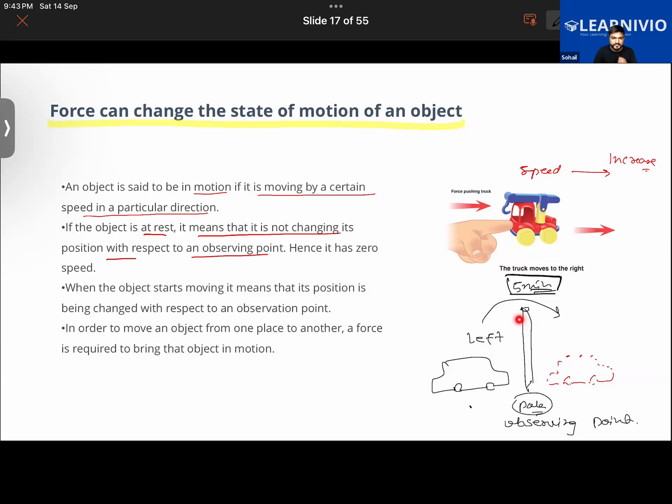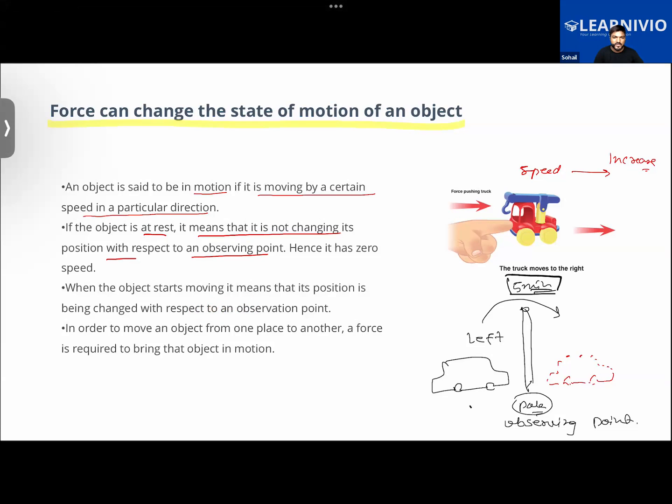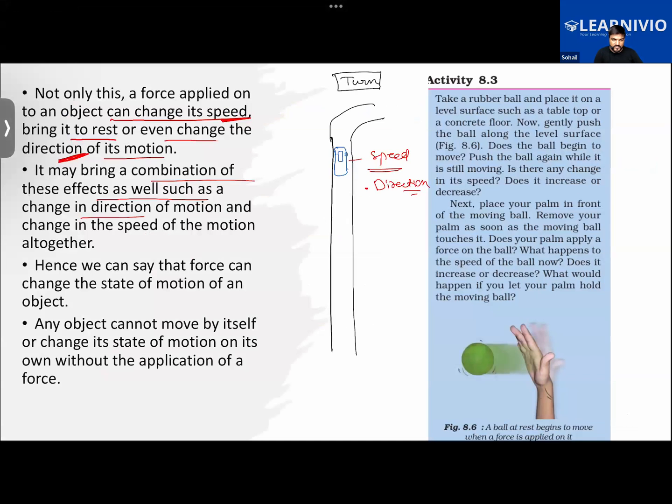That is one thing. So when the object starts moving, it means that its position is being changed with respect to an observation point. That is just a definition of motion, nothing to be confused in this. So this was also one of the characteristics of force.